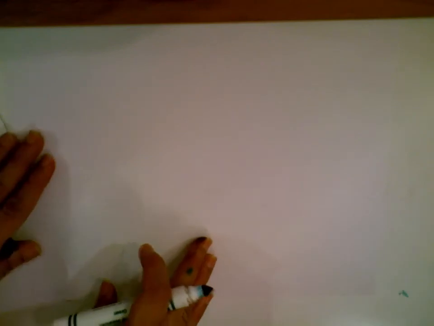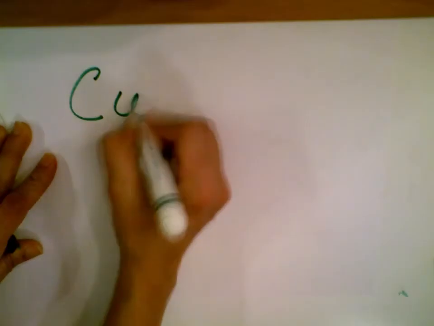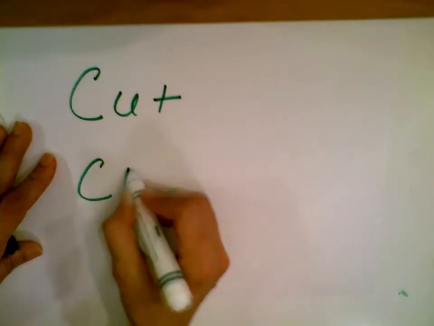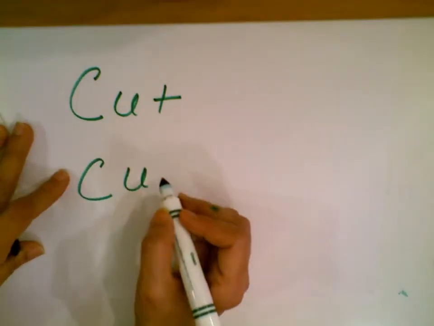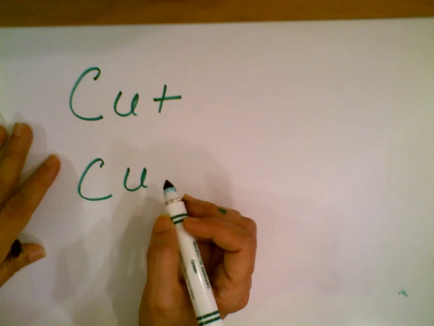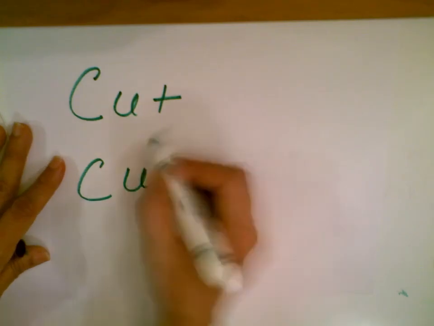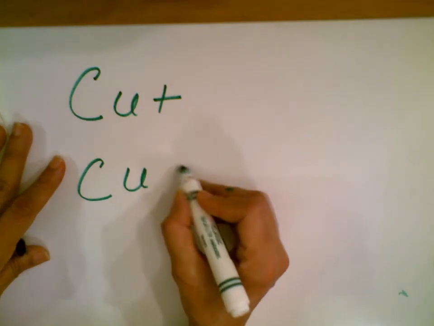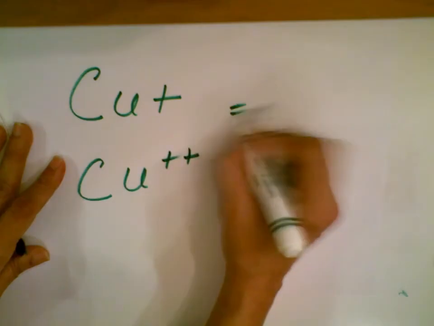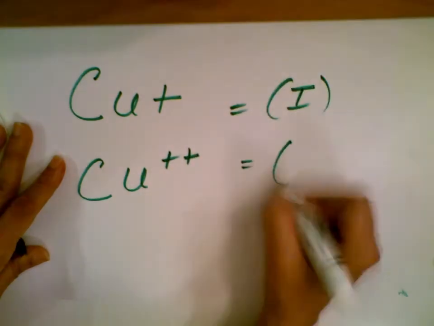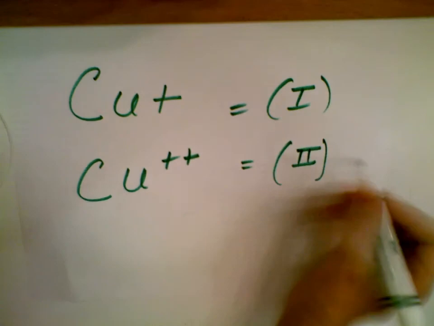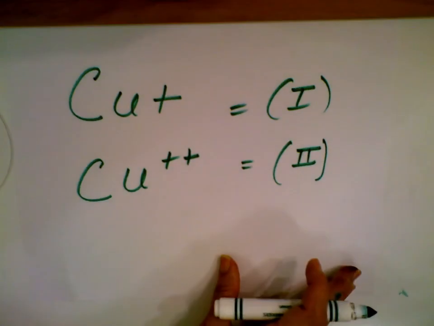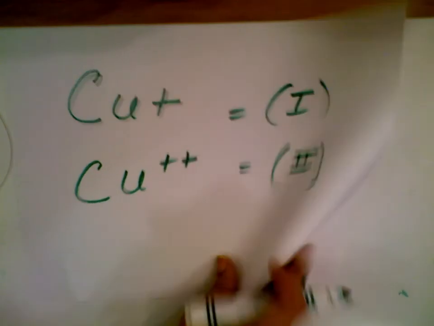Now let's work with copper this time. Copper is also just like iron. Iron had 2 variable charges. It was 2 plus and 3 plus. With copper it is 1 plus and 2 plus. So 1 Roman numeral here, 2 Roman numeral. These are the possibilities. So our job is to figure out which one is used.